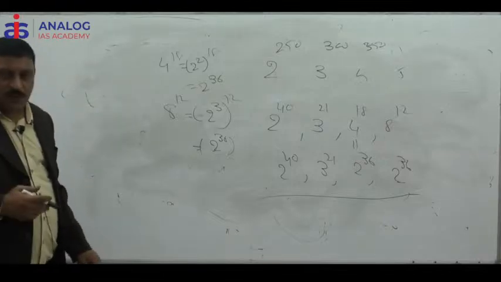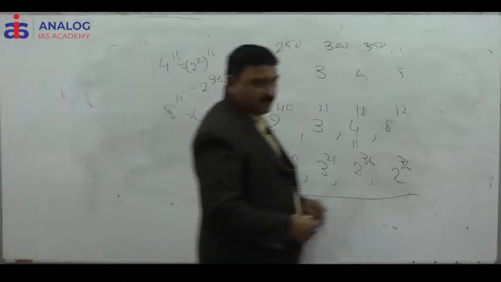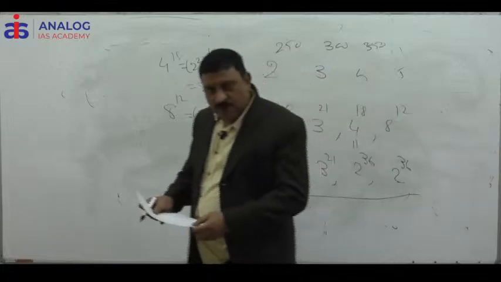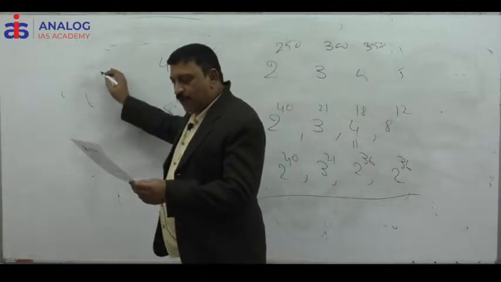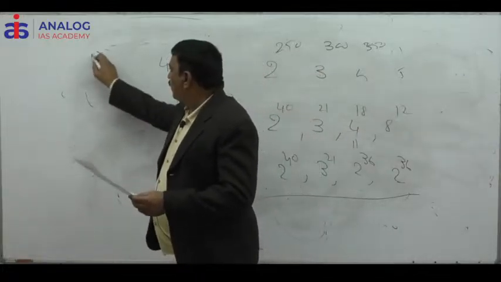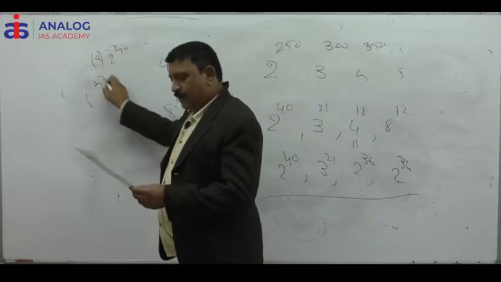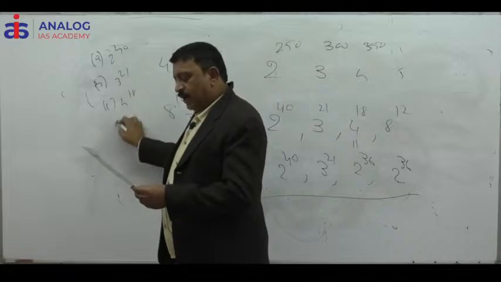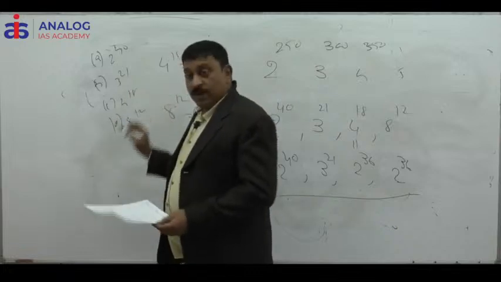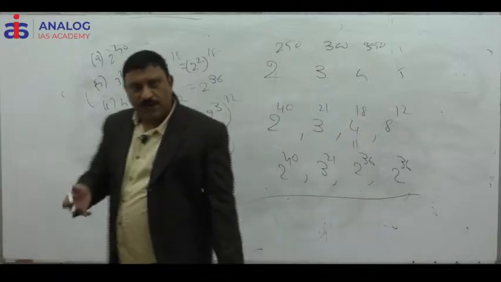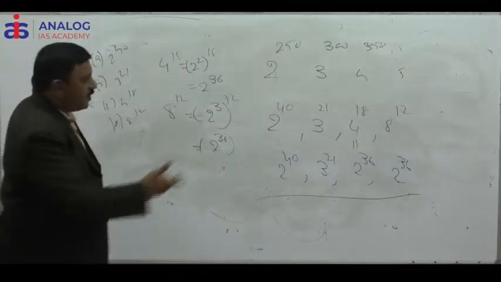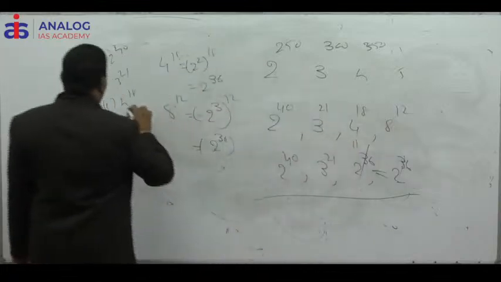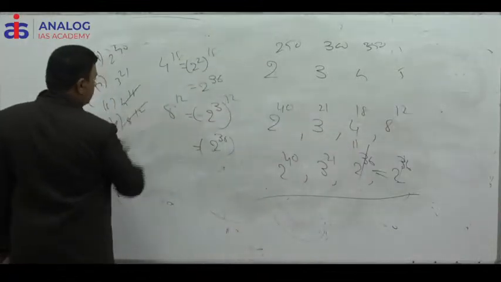Just see the options now. What have they given? Did they give none of these? No. They said A, 2 power 40, B, 3 power 21, C, 4 power 18, D, 8 power 12. Intentionally they have given these and we have to get one answer. Definitely one answer is there. So since these two are equal, they cannot be the answer. 4 power 18 and 8 power 12 cannot be the answer.